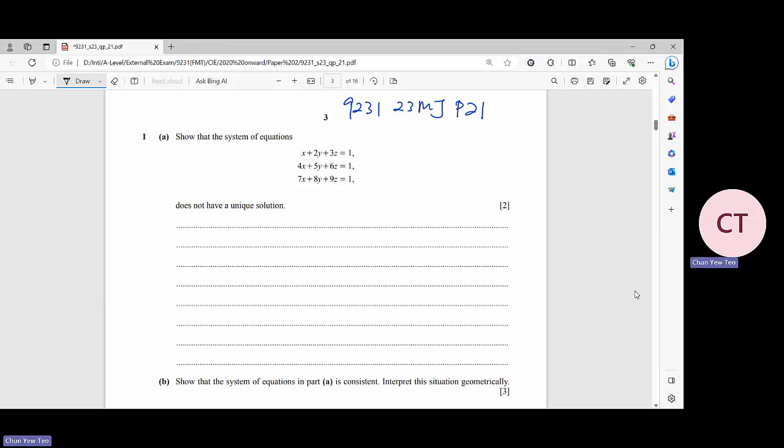A. Show that the given system of equations does not have a unique solution. In order to show that the system of linear equations does not have a unique solution, we just need to show that the determinant is equal to 0. We cannot write it directly as equal to 0. We need to show that it's equal to 0.